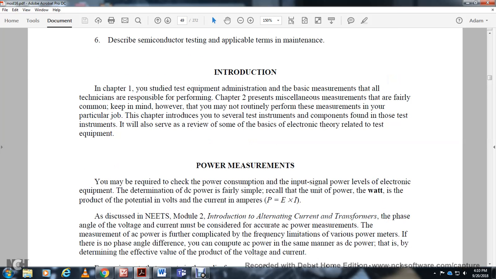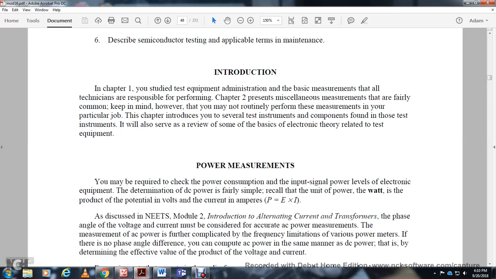Power measurement. You may be required to check the power performance and consumption of the input of the signal with electronic equipment. Determining DC power is fairly simple. Recall that the unit of power is the watt, and it is the product of the voltage in volts and the current in amperes. Discover in NEETS Module 2, the introduction to alternating current and transformers, that the phase angle of the voltage and current must be considered for accurate AC power measurement.